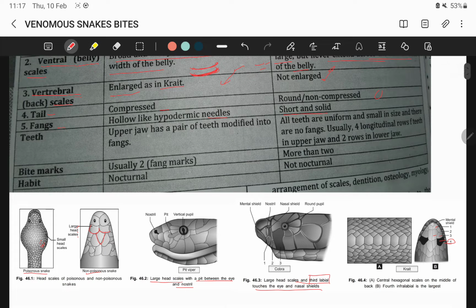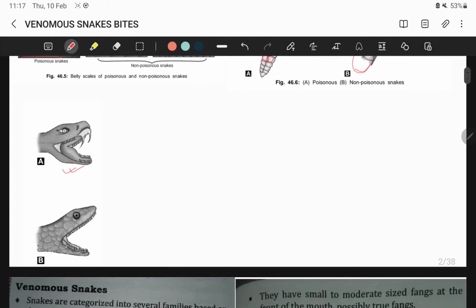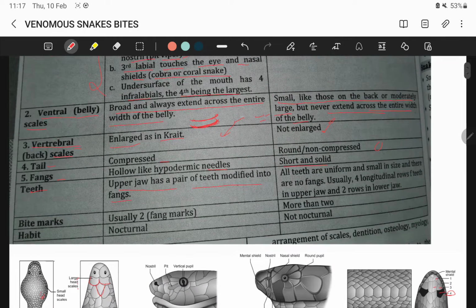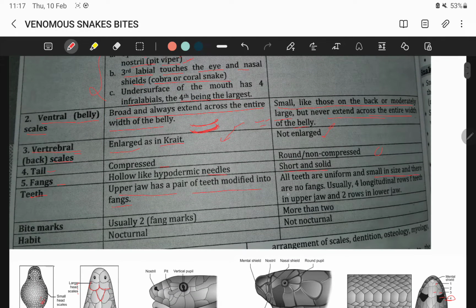And then teeth. In the venomous, the upper jaw has a pair of teeth modified into fangs. So same thing, it has teeth, and the upper jaw has teeth that are modified into fangs. And in the other it does not have any fangs, right? All the teeth are uniform and small in size, and there are no fangs.